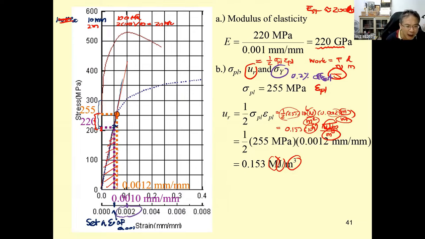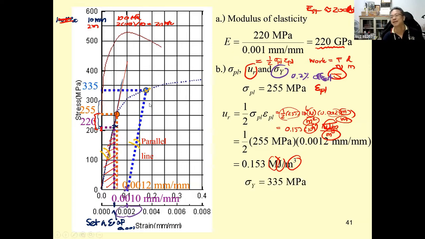So you got to mark this point, and then you draw the line that is parallel to the linear elastic portion. And then when it cuts the curve, you got to do the projection. And now you measure this for 3.3 millimeter. So by this one, it's going to be 335. So this sigma sub y is going to be 335 megapascal. Okay. So for all of this, you got to use the curve with the fine scale.